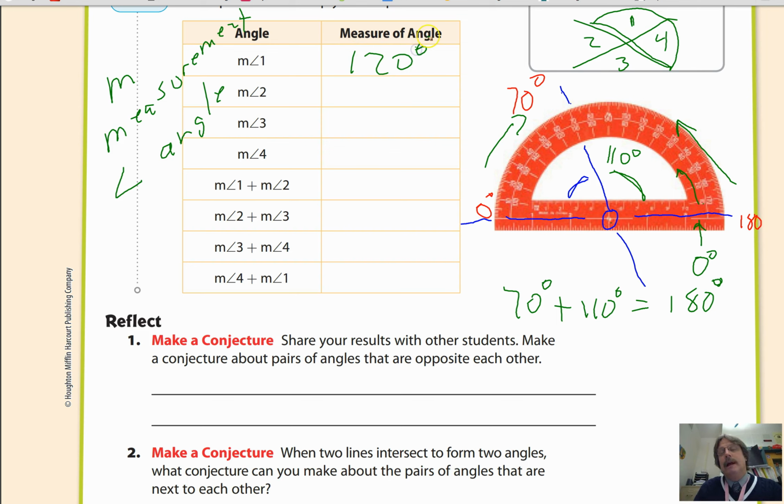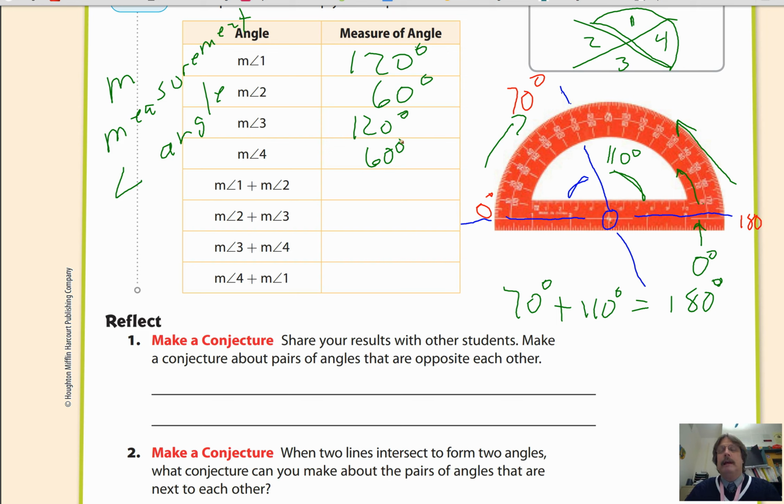And then you go and you get measurement 2. Okay, so if this is 120 degrees, this is probably going to be 60. And then you do the same thing. Measurement 3 is going to be 120 degrees. And again, this is my example. Yours could be different. And measurement of angle 4 would be 60 degrees.